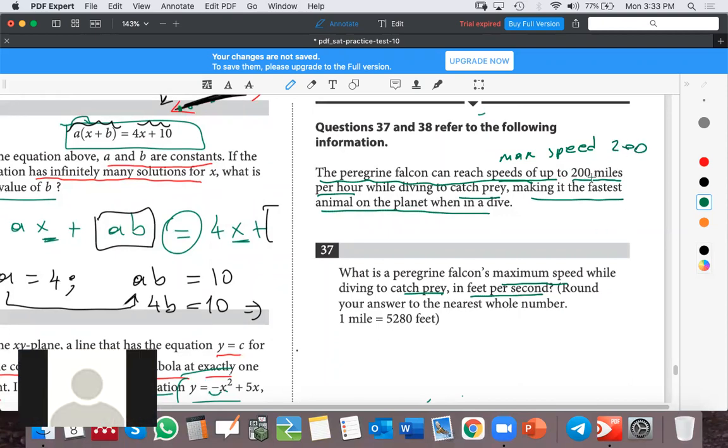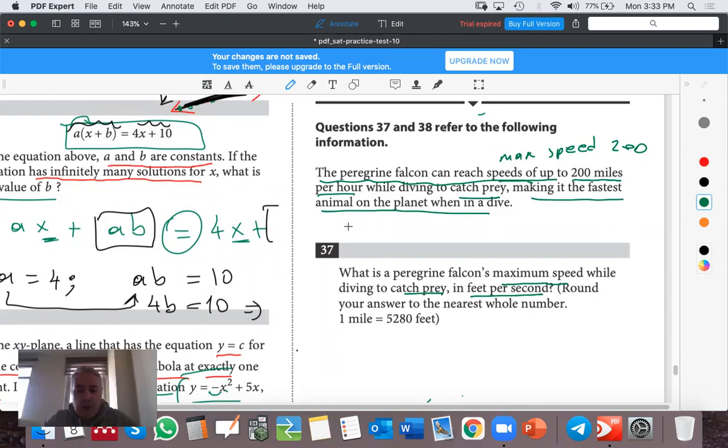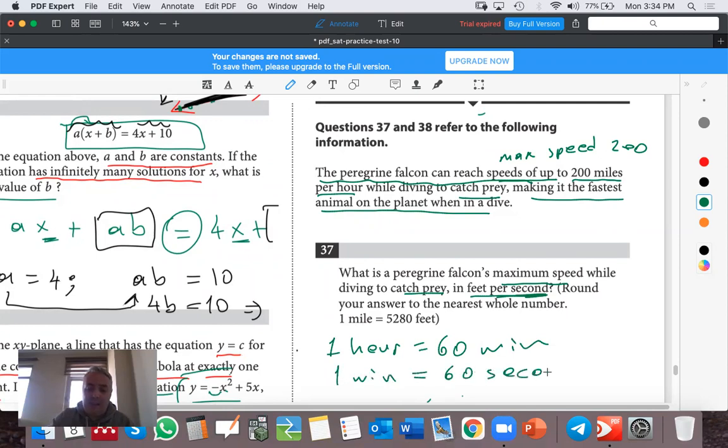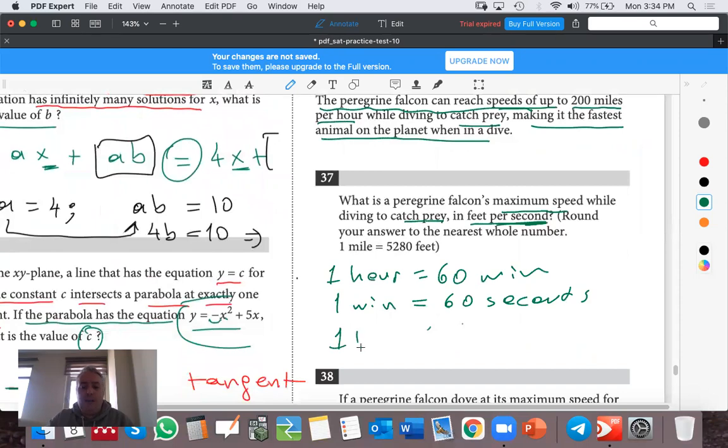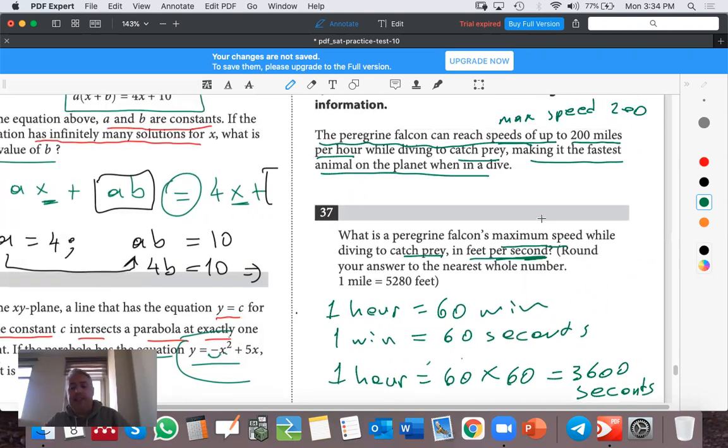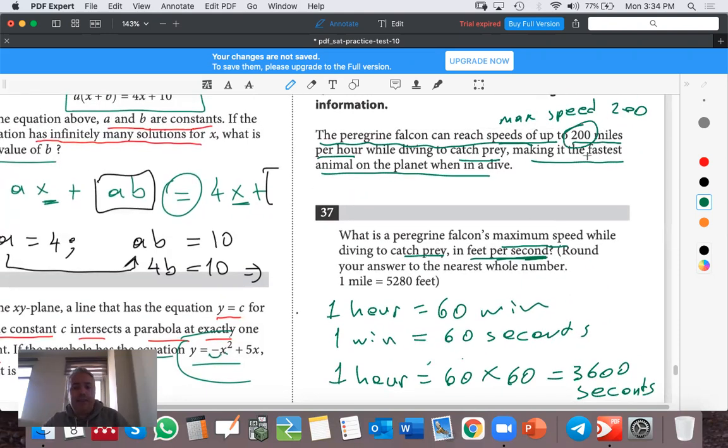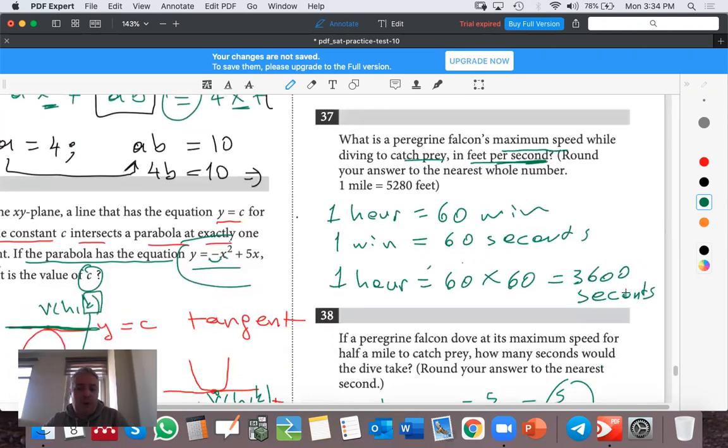So this 200 is per hour, 1 hour. But my question is per second. 1 hour is 60 minutes. 1 minute, 60 seconds. It means that 1 hour is 60 times 60, which is 3600 seconds. Is this clear? 1 hour is 3,600 seconds. So this guy, 200 miles per hour. So what will be per second?